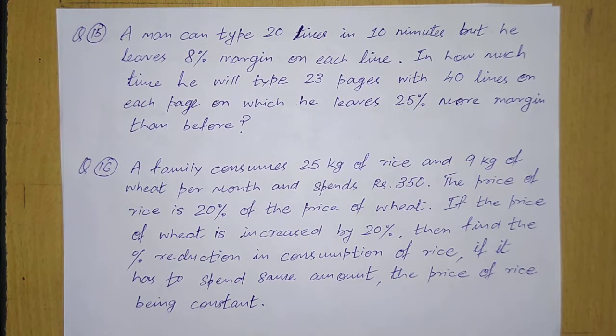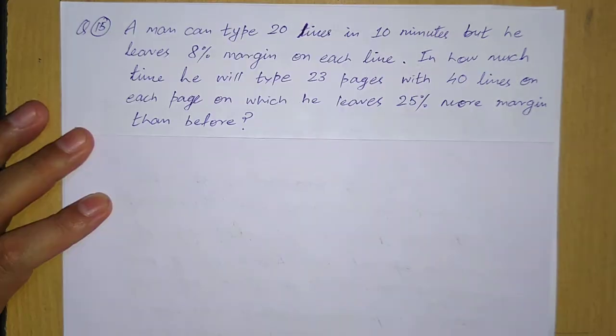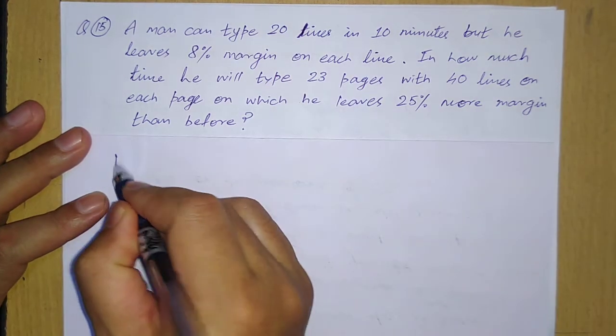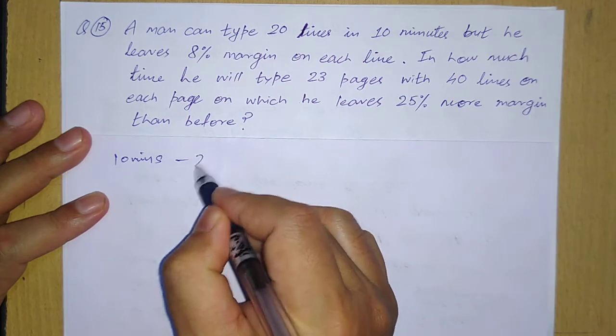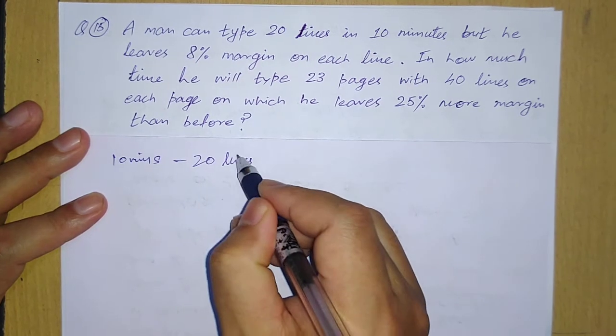Question number 15. A man can type 20 lines in 10 minutes, but he leaves 8% margin on each line. In how much time will he type 23 pages with 40 lines on each page, on which he leaves 25% more margin than before? In this question it's given a man can type 20 lines in 10 minutes. So in 10 minutes he is able to type 20 lines.